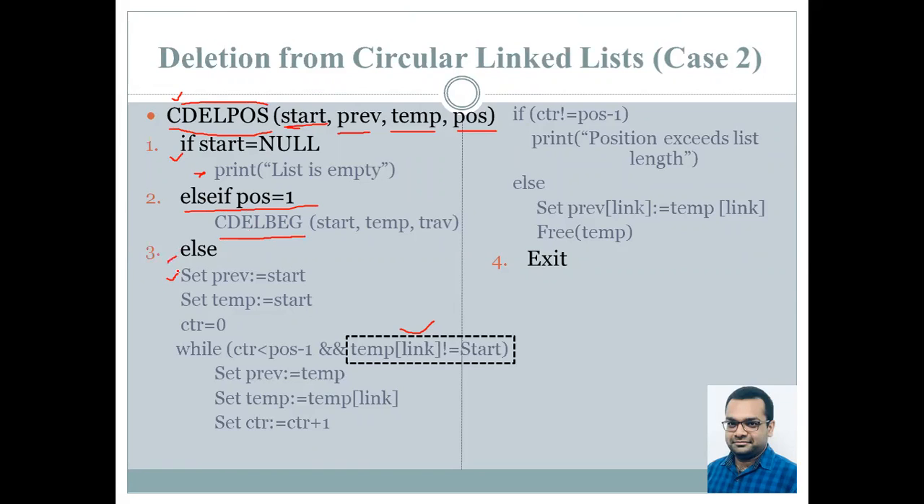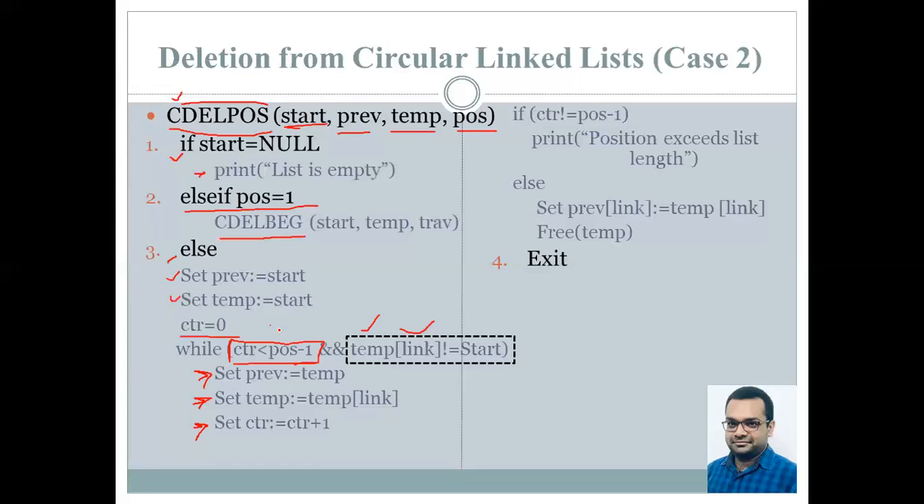We initialize previous and temp with the values of the first node. We initialize the counter. We check if the counter's value is less than position minus 1, that is we haven't reached the exact position of the deletion, and temp's link is not equal to start, because it is highly possible that the user entered a wrong position and there are not sufficient nodes in the linked list. So we have to make use of this check. Till that time, we initialize previous with the value of temp. Temp is incremented to point to the next node and the counter is also incremented.